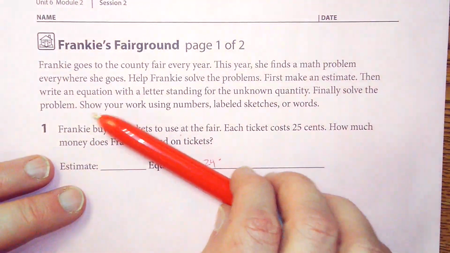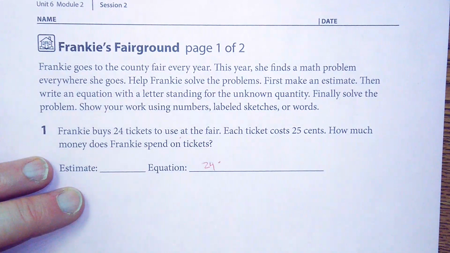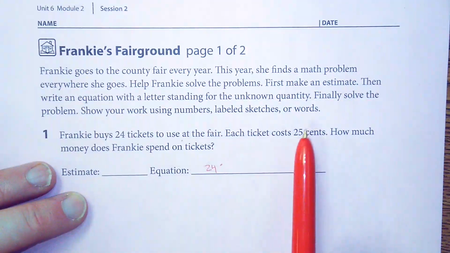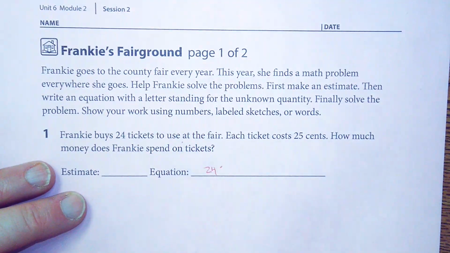Greetings! This is Unit 6, Module 2, Session 2. The name of this home connection is Frankie's Fairground. It's a two-pager. Put your name and number at the top, please.